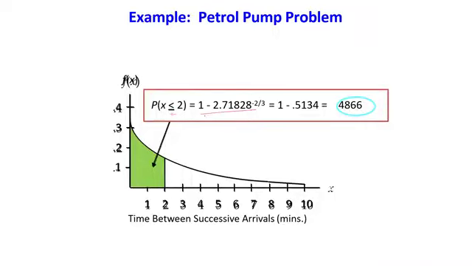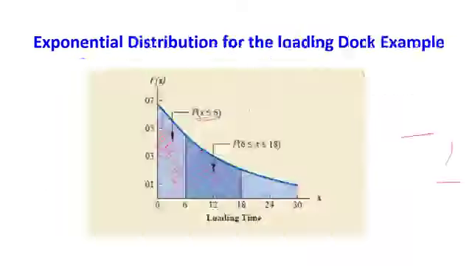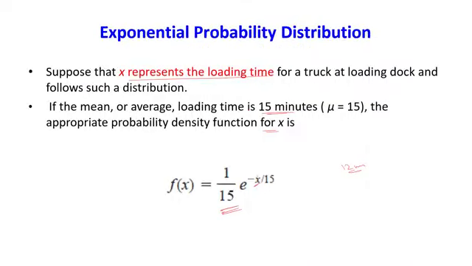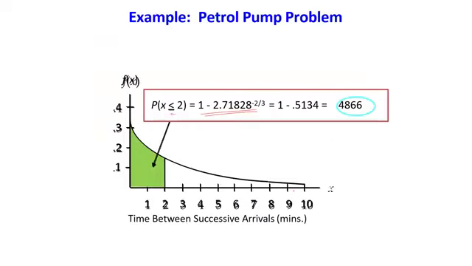So I'll use this particular formula, where e is nothing but 2.71. So this is 1 minus 2.71 raised to the power minus 2 by 3, where 3 is your mu. Which will give me, sorry, 0.4866. So with this probability density function, I can calculate the probability of x less than or equal to 2.